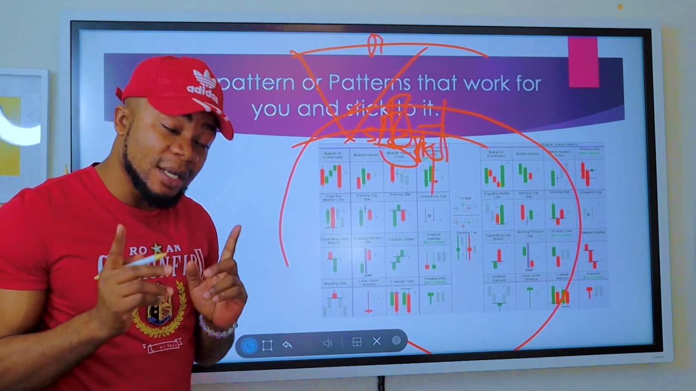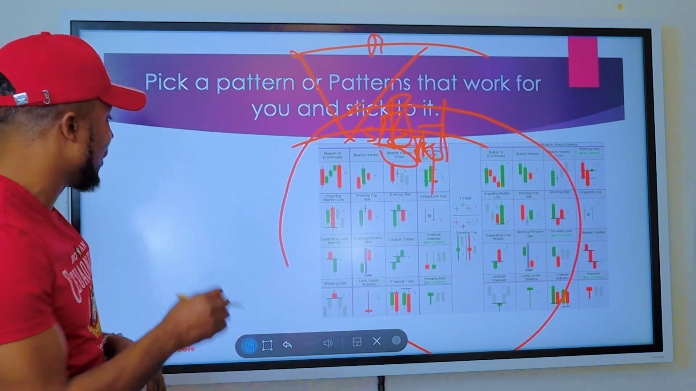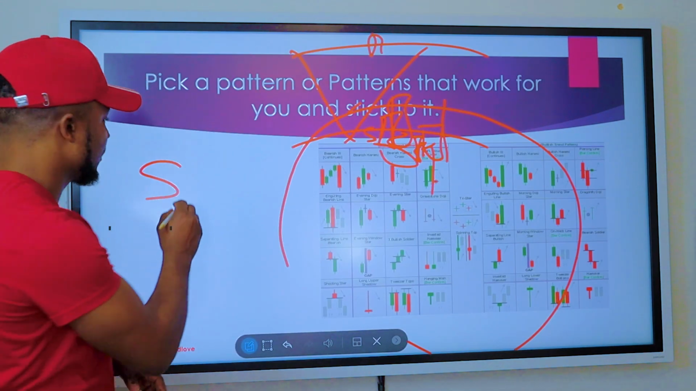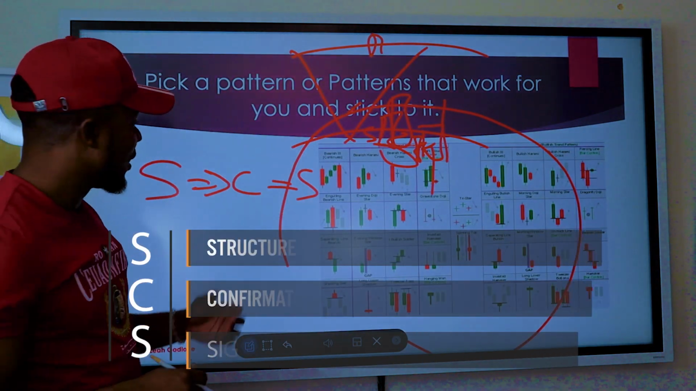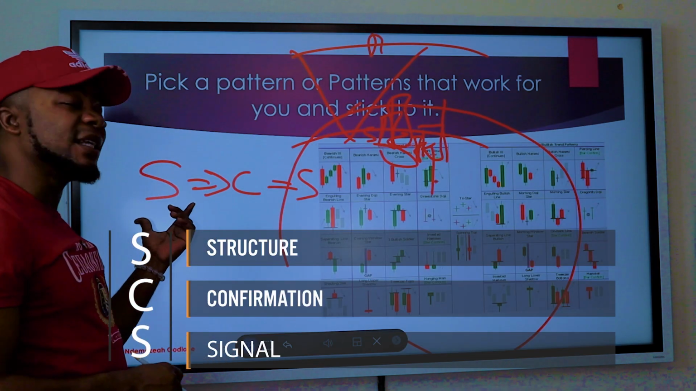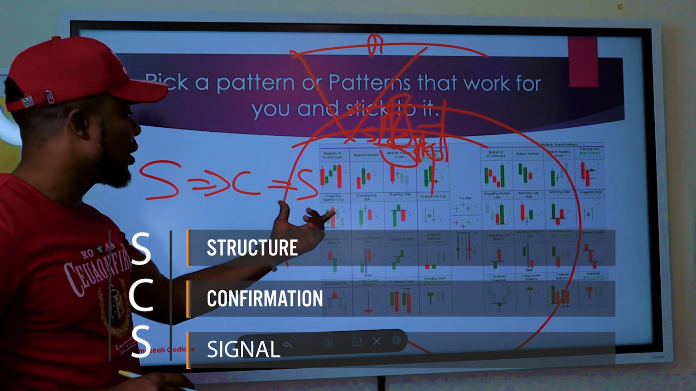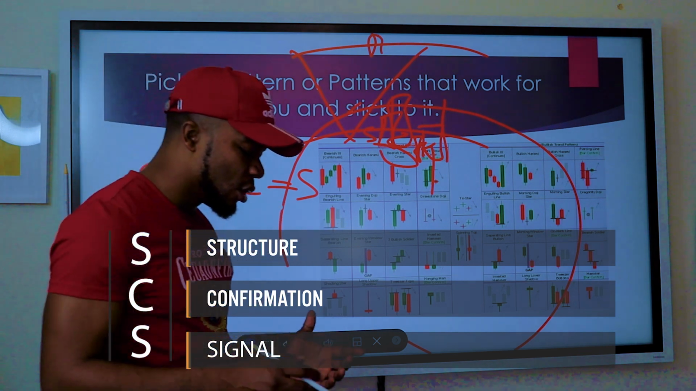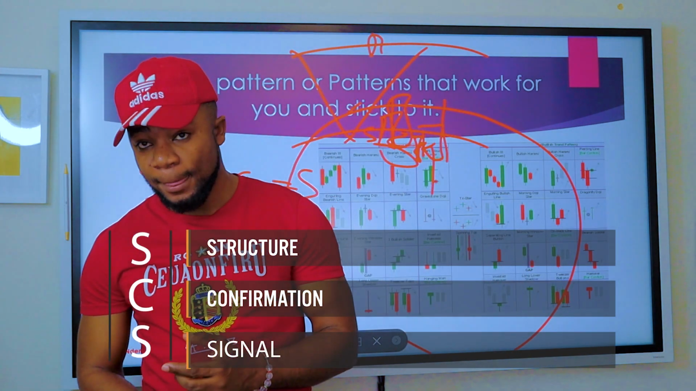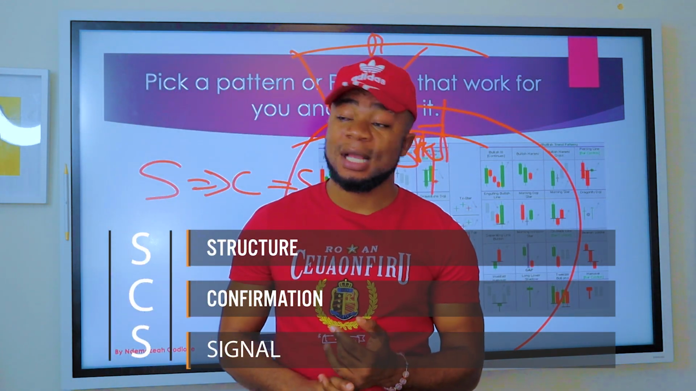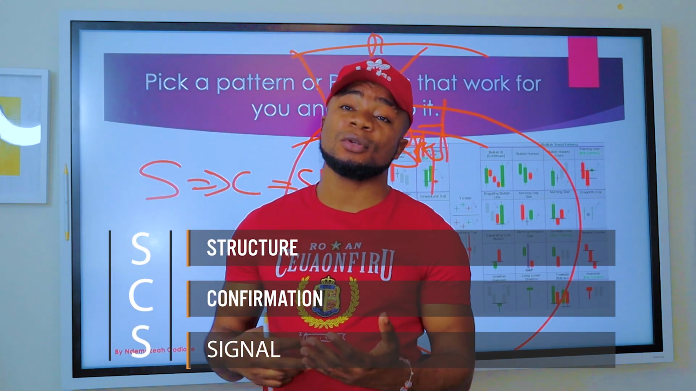Remember, for you to have any signal in Forex, it follows a system called S, C, S. The first S stands for structure, the C stands for confirmation, and the last S stands for signal. So for you to have any solid signal in Forex, you need a structure. That structure can be support and resistance. After support and resistance, how do you confirm? You need a confirmation to buy or sell.